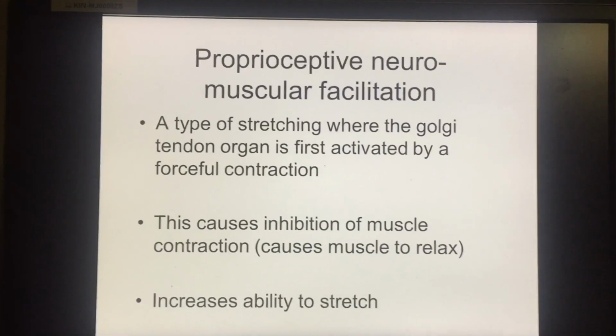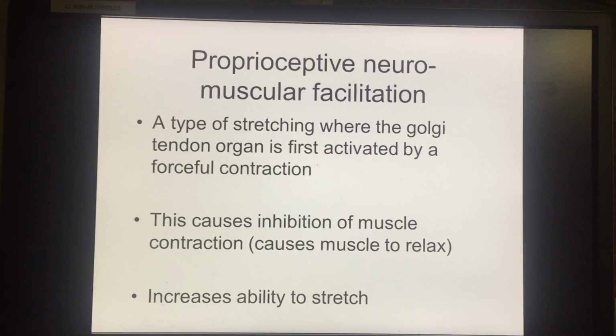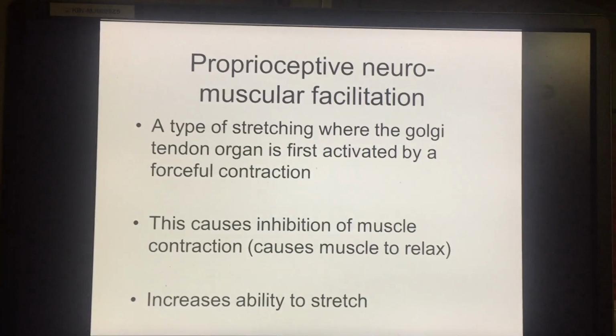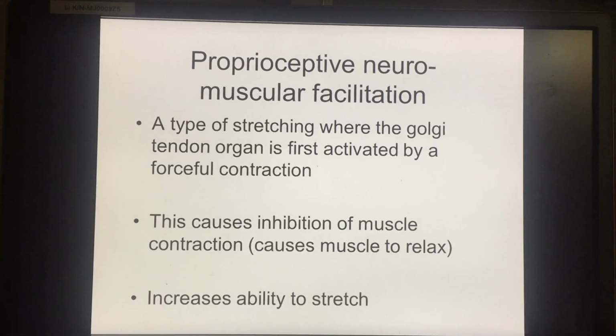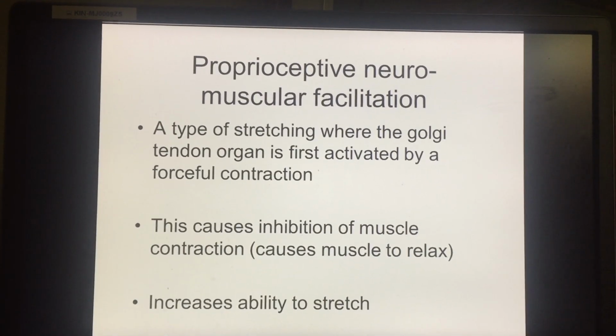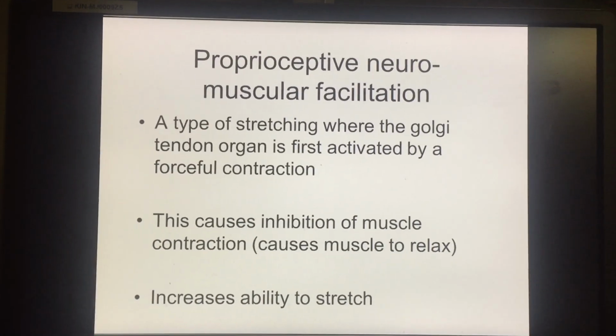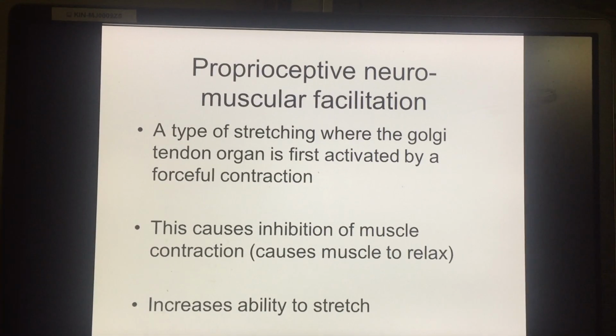So this type of stretching is called proprioceptive neuromuscular facilitation. It's a type of stretching where the Golgi tendon organ is first activated by forcefully contracting the muscle that you want to stretch. That causes inhibition of the muscle contraction, so it causes the muscle to relax, and then it increases the ability to stretch that muscle.